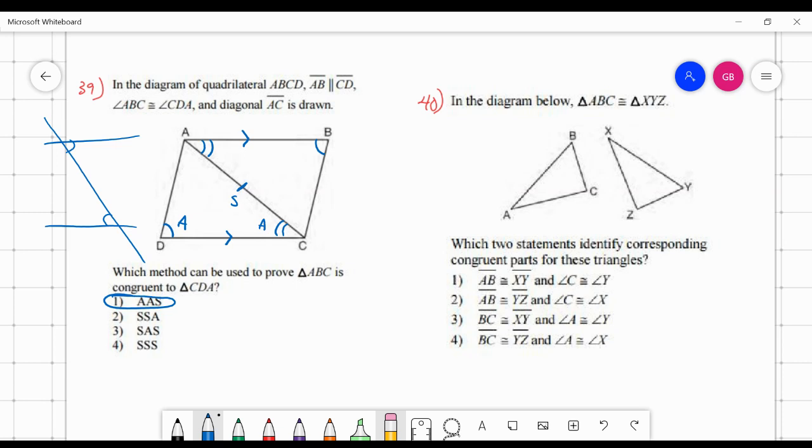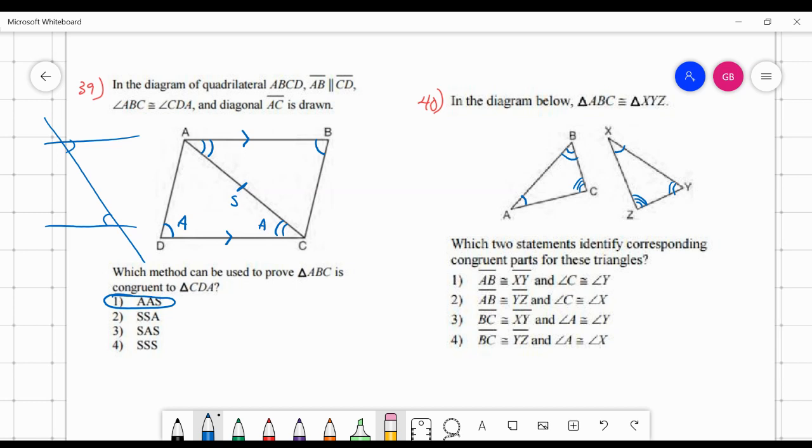In the diagram below, triangle ABC is congruent to triangle XYZ. So I'm going to go ahead and mark it just in case. A is congruent to X, B is congruent to Y, and then C is congruent to Z. Which two statements identify corresponding congruent parts for these triangles?